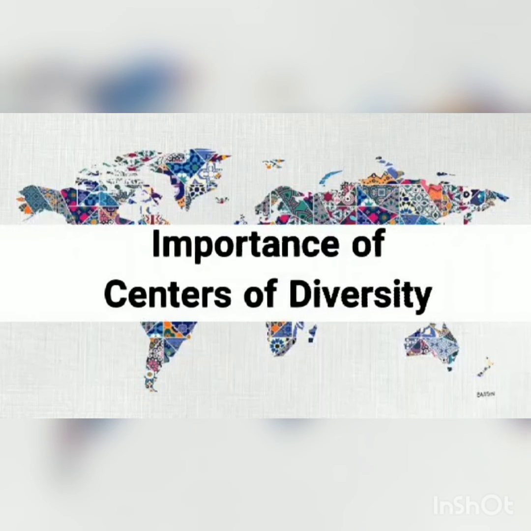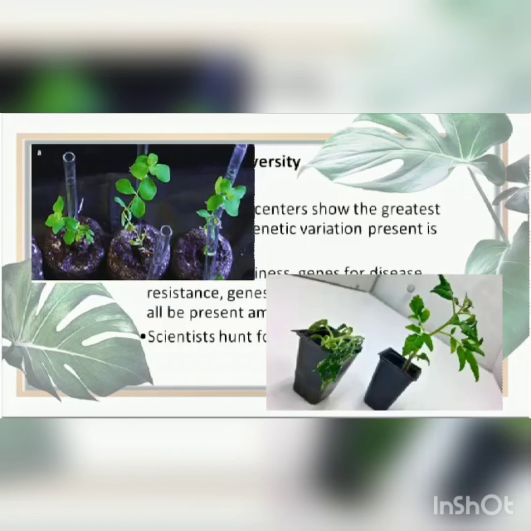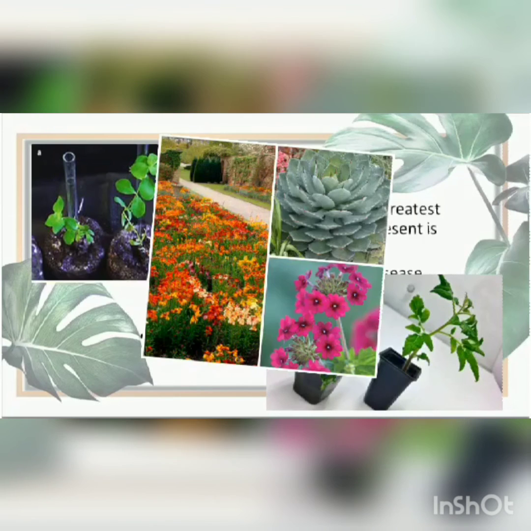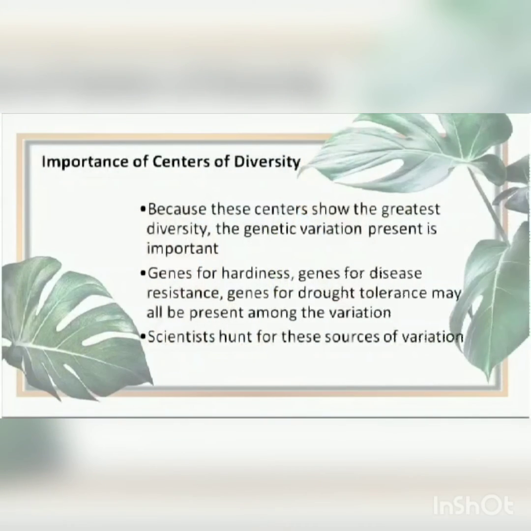Importance of centers of diversity. These centers show the greatest diversity. The genetic variation present is important. Genes for hardiness, genes for disease resistance, and genes for drought tolerance may all be present among the variations. Scientists hunt for these sources of variation. These lead us to the end of the discussion. Thank you for listening.